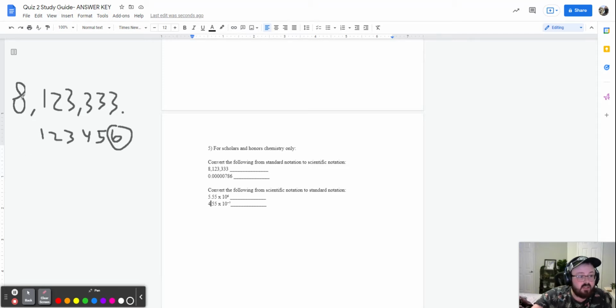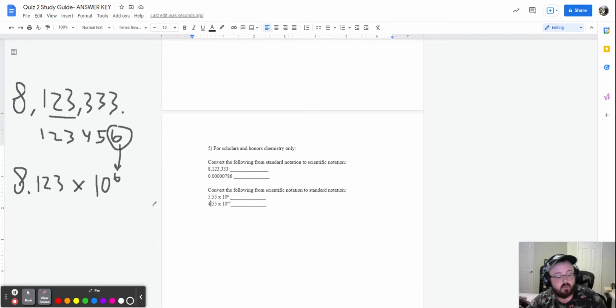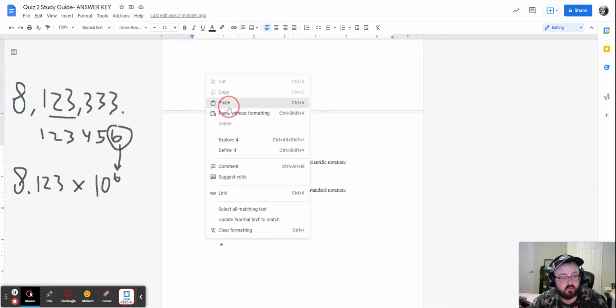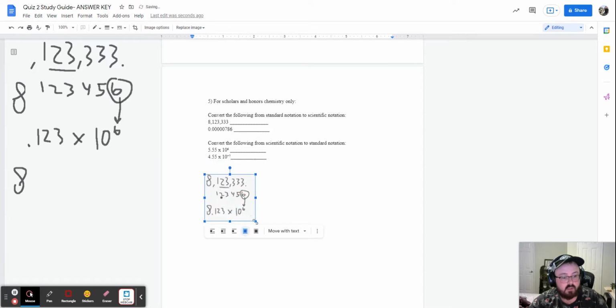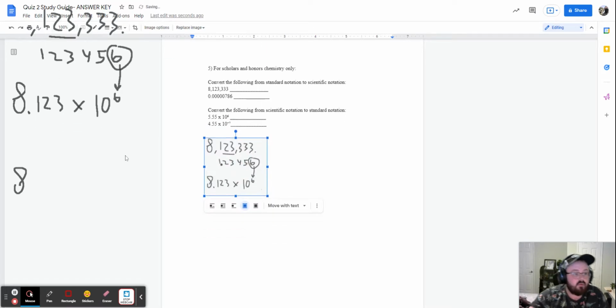All right. So then we take the first digit, that's our 8, draw a decimal place after it, and then we take the next 3 digits. 8.123. Multiply this by 10. Bring the 6 down. 10 to the 6th. And you're done. So let's put this down here. Okay, that's example 1.